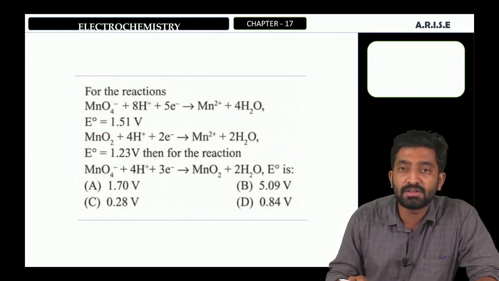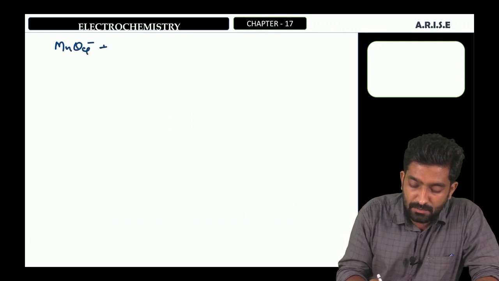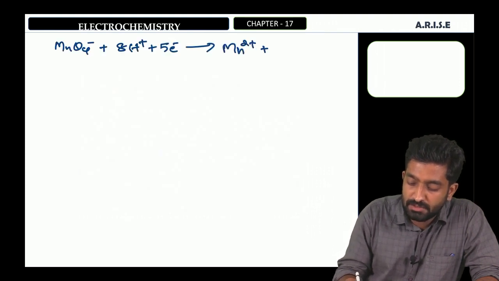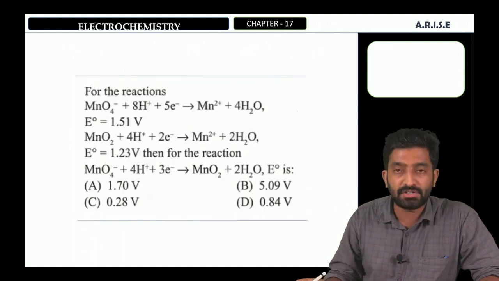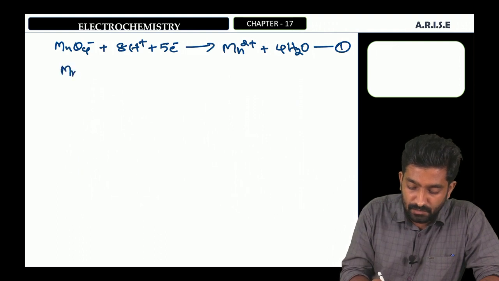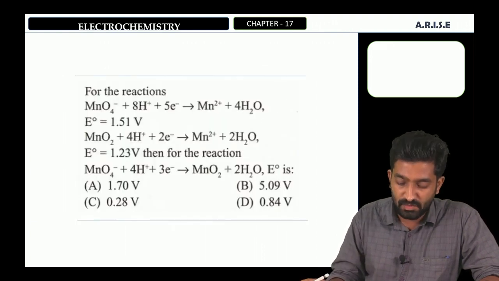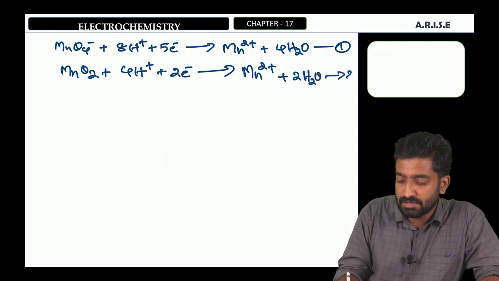First of all, we can write the first equation: MnO4 minus plus 8H plus plus 5 electrons gives Mn2 plus plus 4H2O. We can assign this equation number 1. Then we can write the second equation: MnO2 plus 4H plus plus 2 electrons gives Mn2 plus plus 2H2O. That is equation number 2.